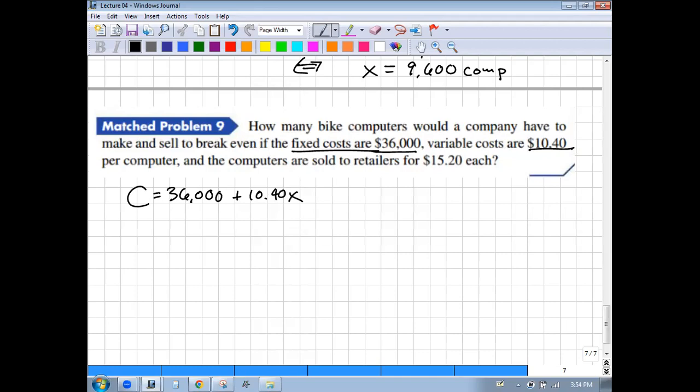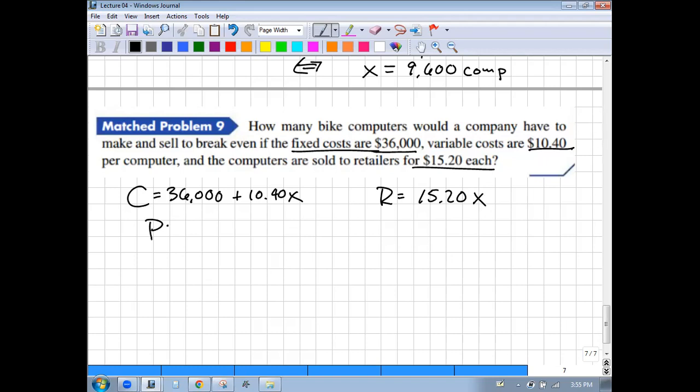And again, in these examples, we're assuming that we sell every one of them that we make, right? In the real world, that doesn't ever happen. Later on in the class, we'll look at examples of how prices change based on demand and all that. We do a lot of that in business calculus. So there's our costs. Our revenue, if we're selling them for $15.20 each, is 1520 times the number we sell.